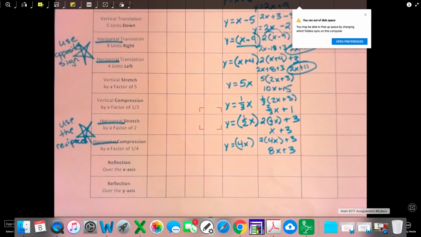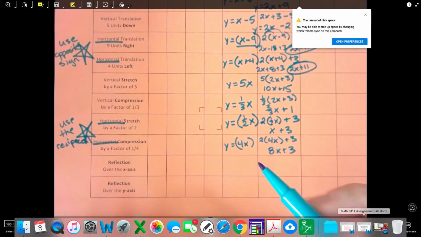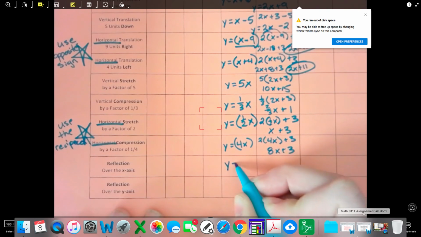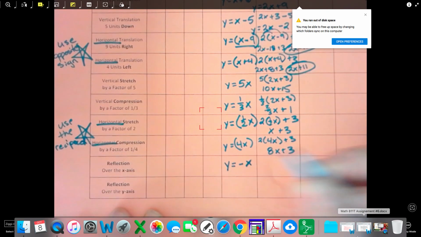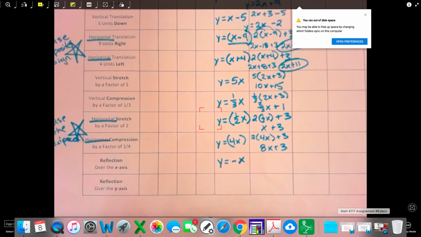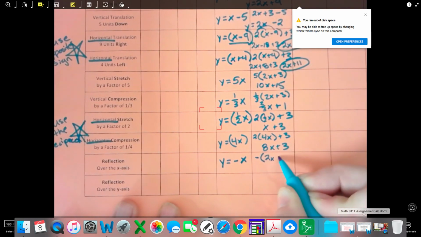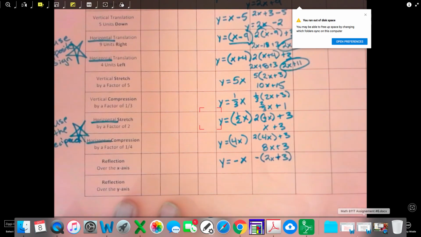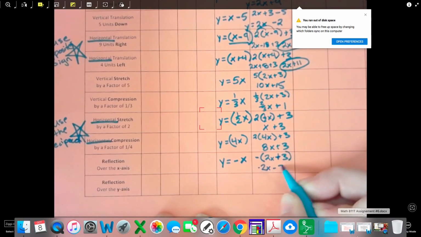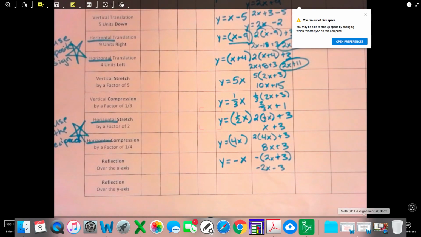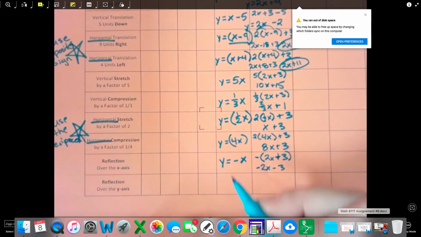Now, the last two. A reflection across the x-axis is y equals negative x. So, negative parentheses, 2x plus 3 is what it looks like when you have a bigger function, right? But then we distribute that negative through and it looks like negative 2x minus 3.